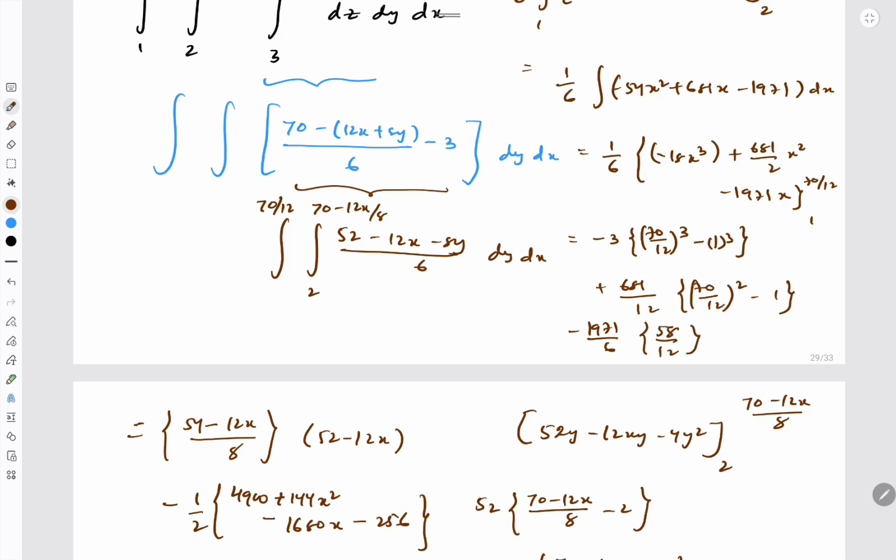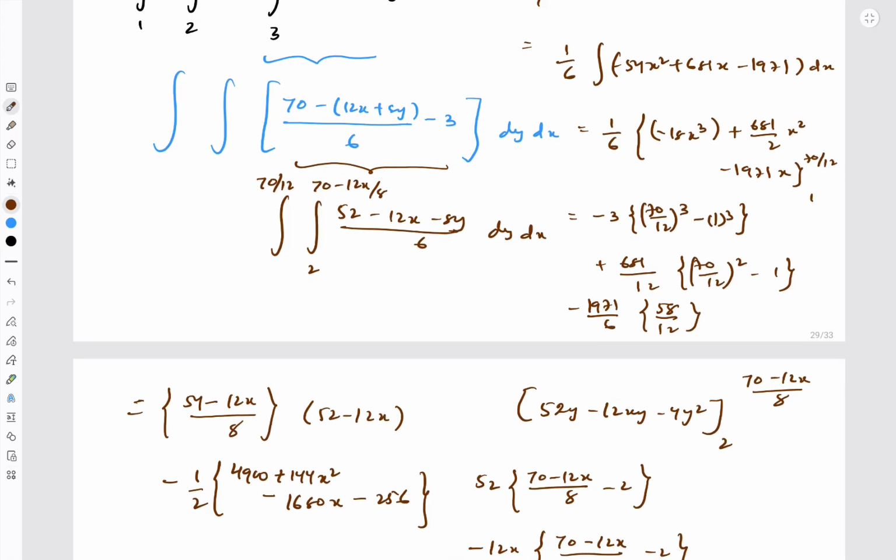So this is my final expression. I can solve it basically. So you can actually solve it, and it will give you the final answer. I'm not solving it here. You get the idea of how this question will be solved.